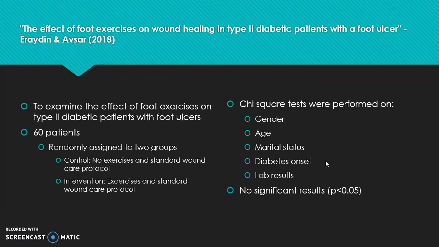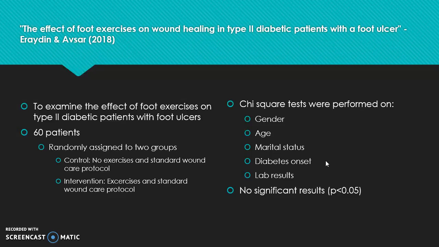So I took this article actually from my IRP group. This is one of the articles we were looking at. We were studying diabetic wound care. And I found this article called The Effective Foot Exercises on Wound Healing in Type 2 Diabetic Patients with a Foot Ulcer. So the purpose of the study was to examine the effect of foot exercises on type 2 diabetic patients with foot ulcers. Sample size was 60 patients.